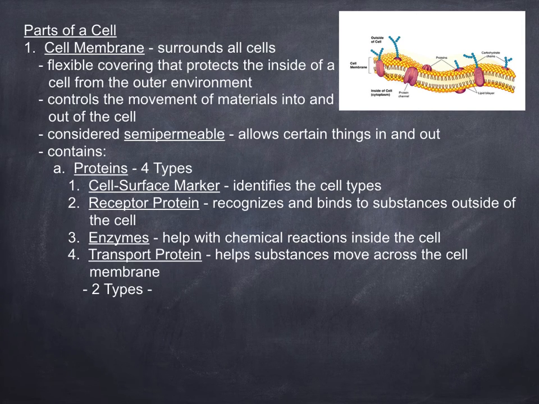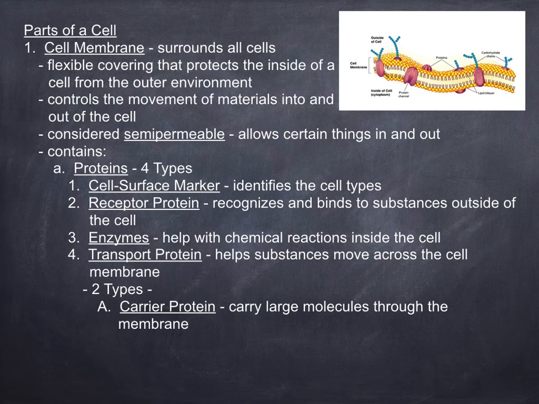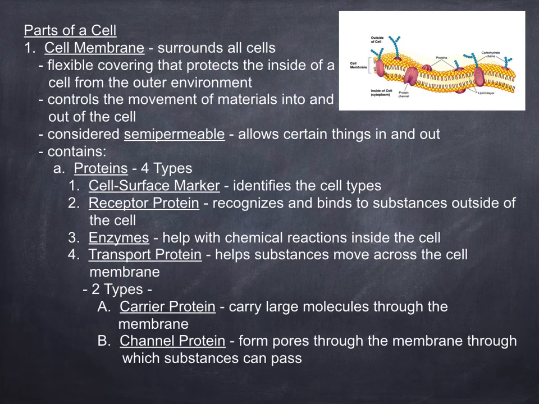And then the fourth kind of protein is the transport protein. So the transport protein is kind of like the bouncer at the door. It helps things move across that cell membrane. So it transports things. So there are two types of transport proteins. The first one is called a carrier protein. So carrier proteins are going to carry big molecules through the membrane. So they kind of piggyback them through the door. So they carry things.